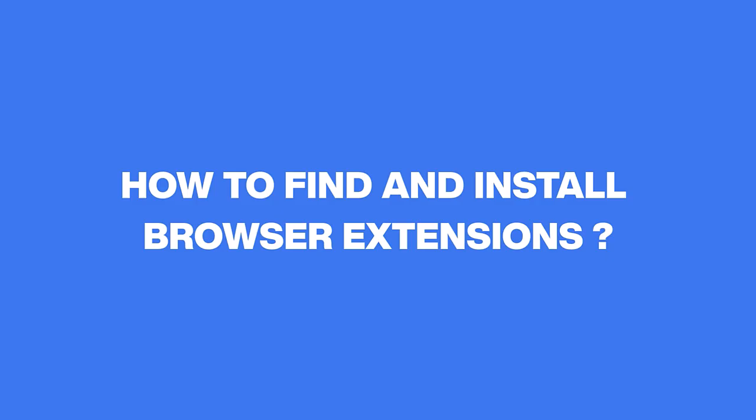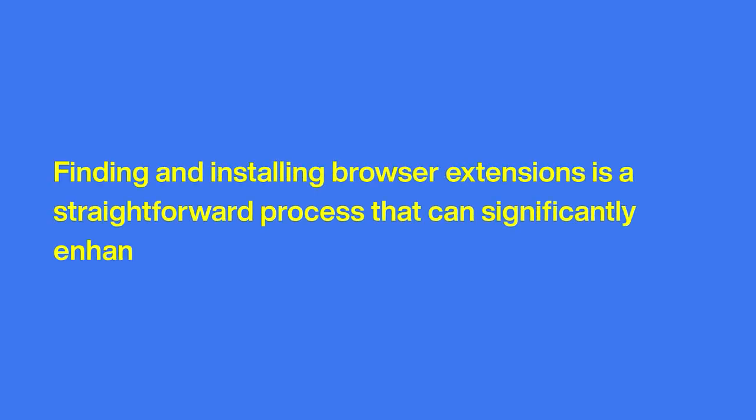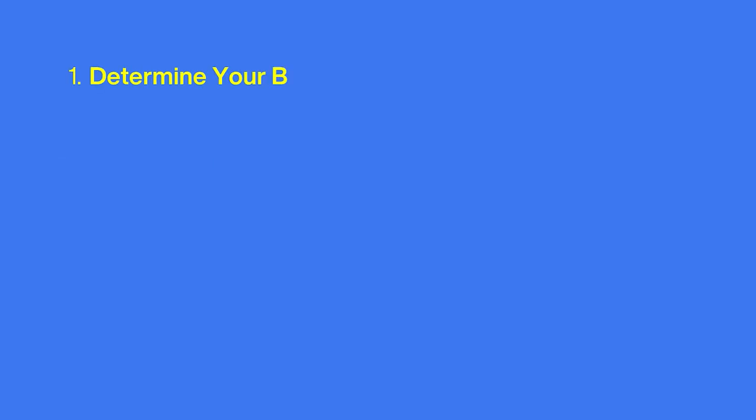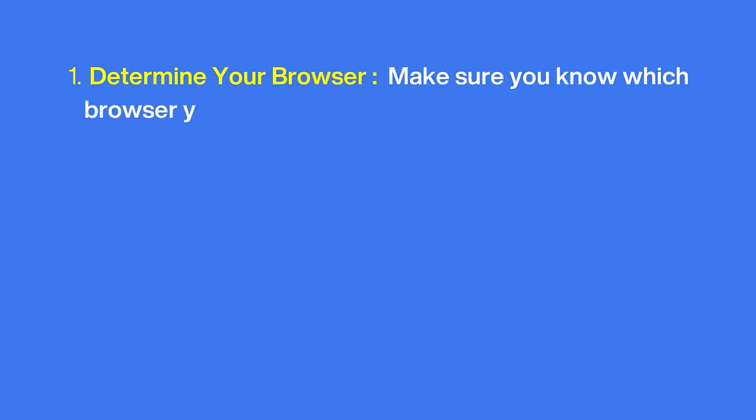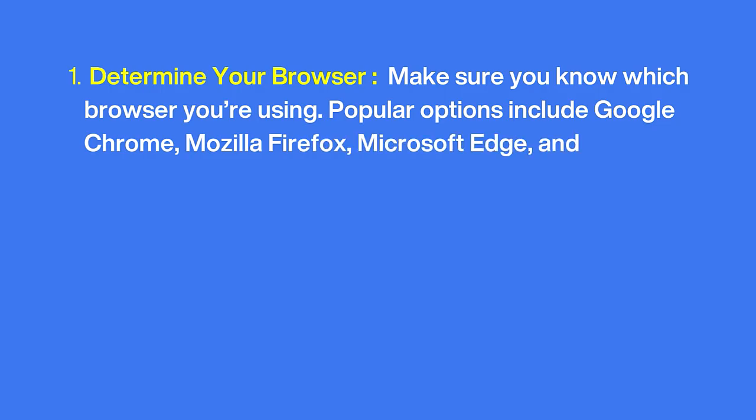How do you find and install these browser extensions? Now, finding and installing browser extensions is a straightforward process that can significantly enhance your browsing experience. Here is a step-by-step guide to help you get started. Number one is you have to determine your browser. Make sure you know which browser you are using. Popular options include Google Chrome, Mozilla Firefox, Microsoft Edge, and Safari. But for this video, I'm using Chrome.